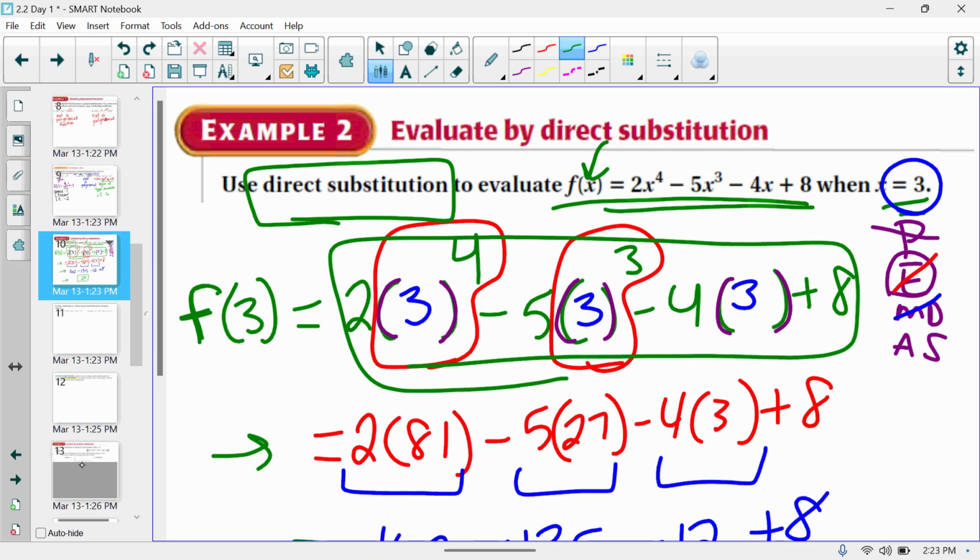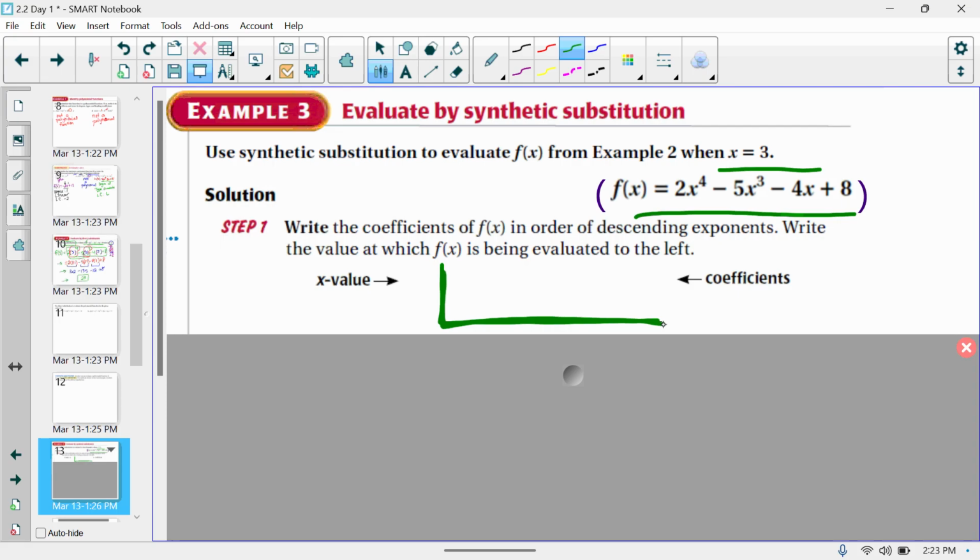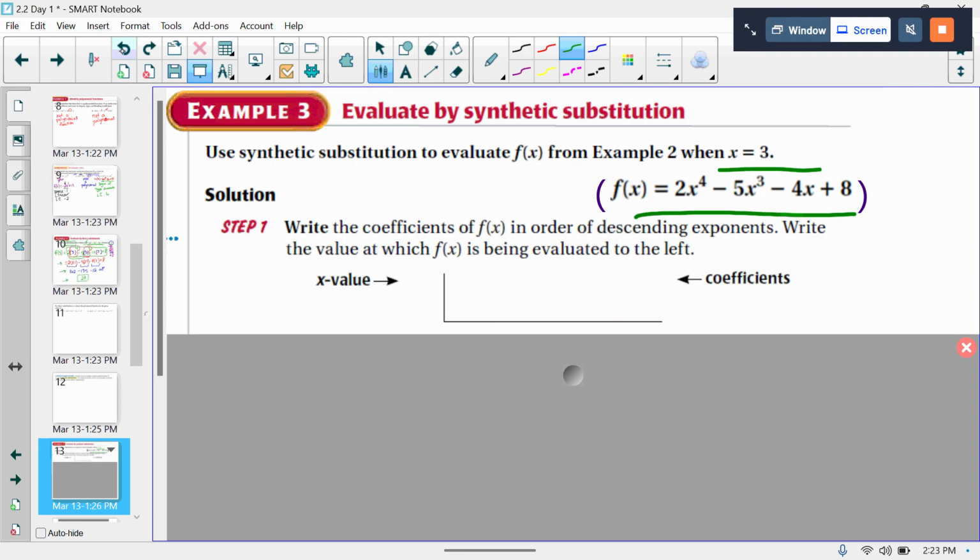It's going to be something called synthetic substitution. So what I want you to do is we're going to take the same exact problem and we're still going to plug in 3 for x. But here's what I want you to do. I want you to write something on your paper that looks like this, kind of like an L almost, drawn long though, okay?